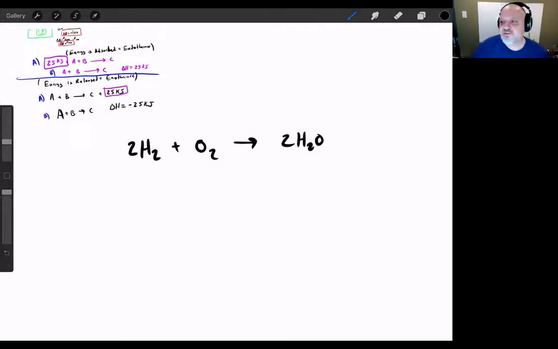Now, I told you that this is a combustion reaction and that energy is produced. If I use method A, will the energy value be a product or a reactant? Yeah, it'll be a product.